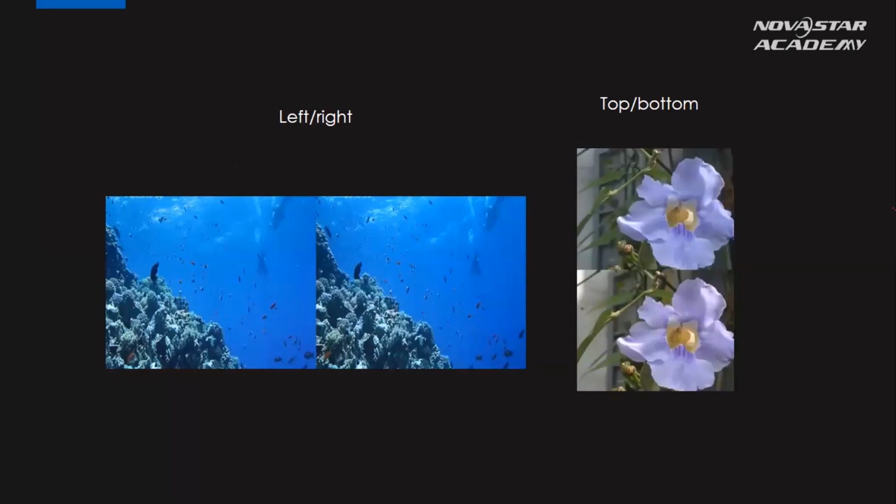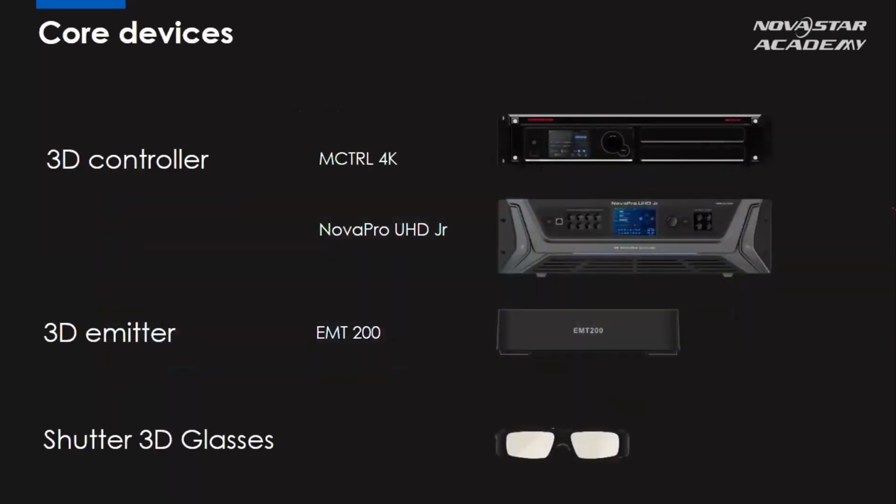So in the market, commonly we can say that there are two modes of the 3D video. The first mode is a left and right mode, and the second mode is a top and bottom mode of the 3D video.